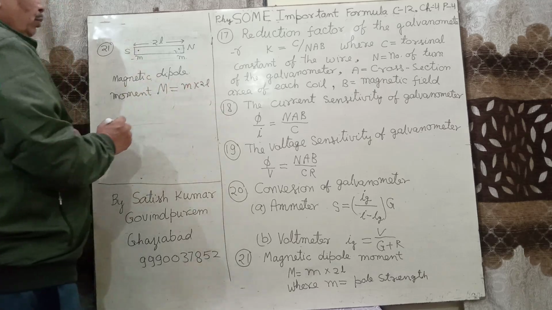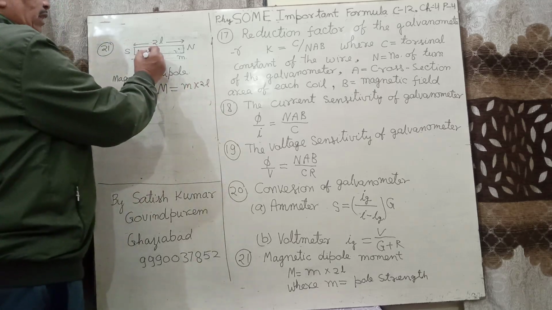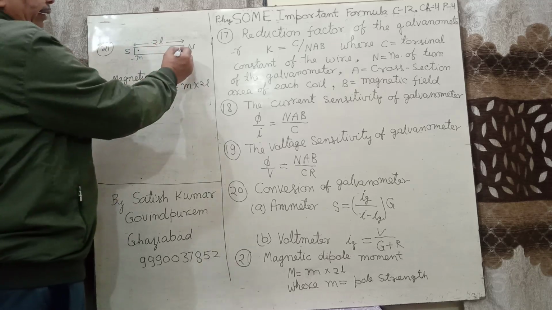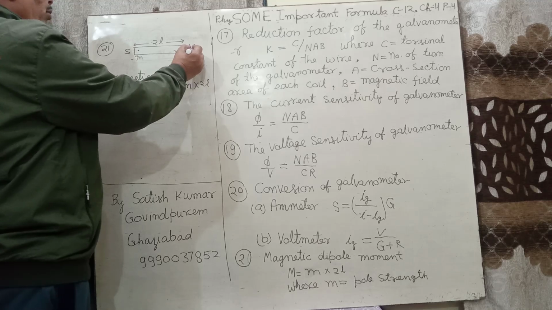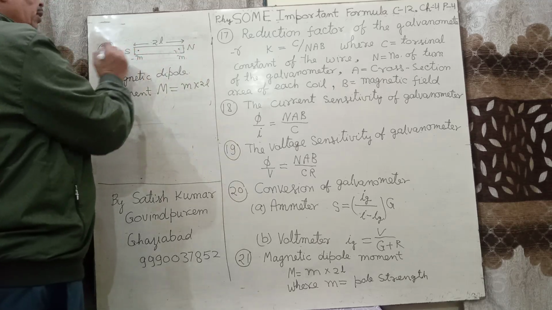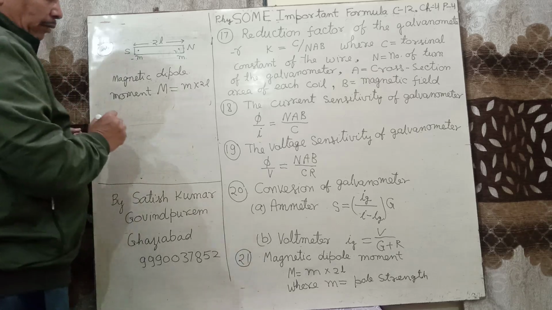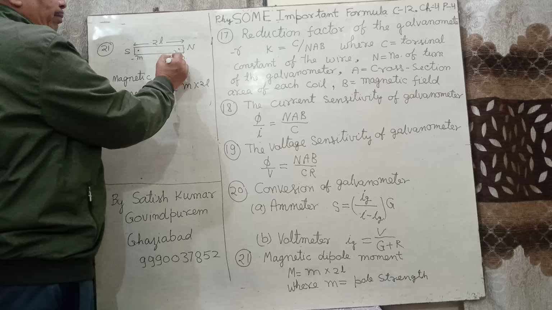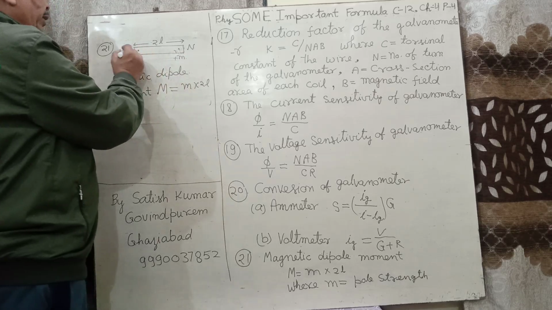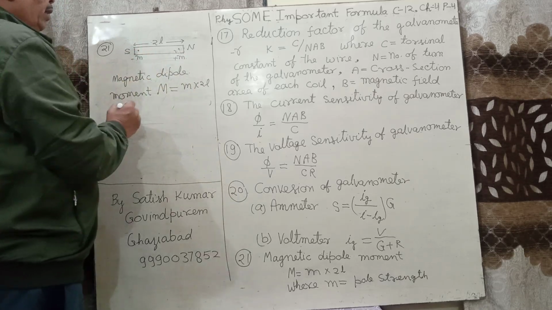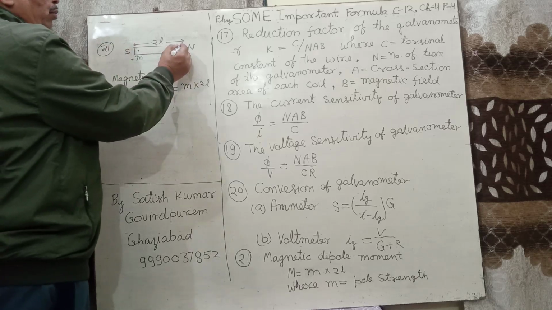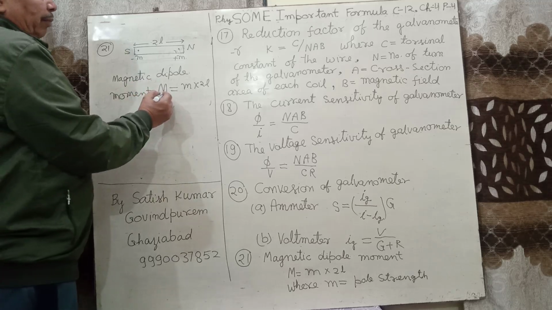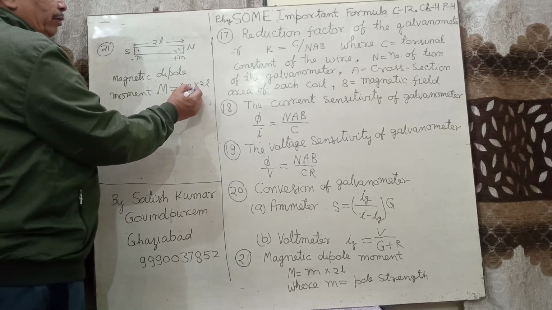Again I am telling you, suppose this is a magnet with its north pole and south pole. The pole strength of the north pole is positive m, the pole strength of the south pole is negative m, and the distance between the poles is 2L. Then the magnetic dipole moment M equals m into 2L.